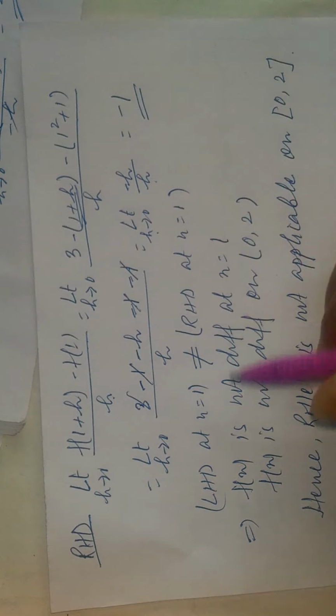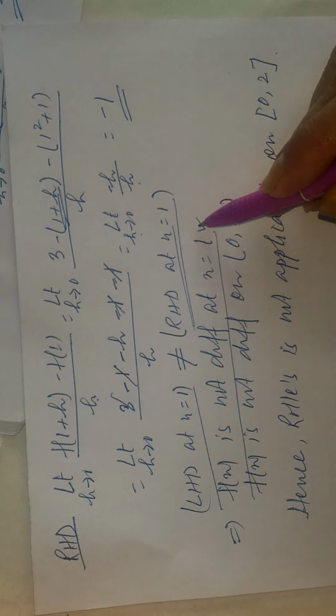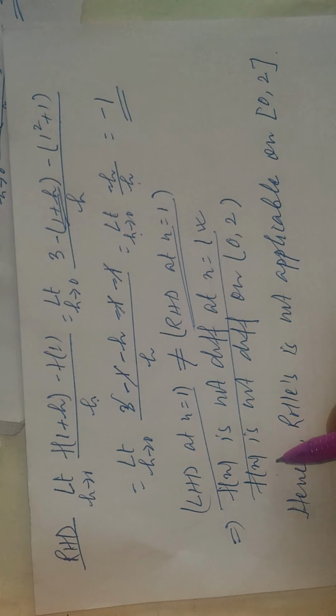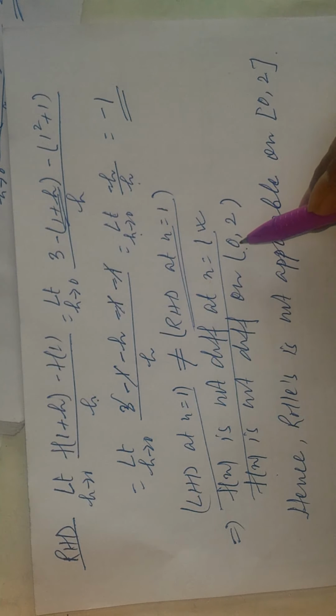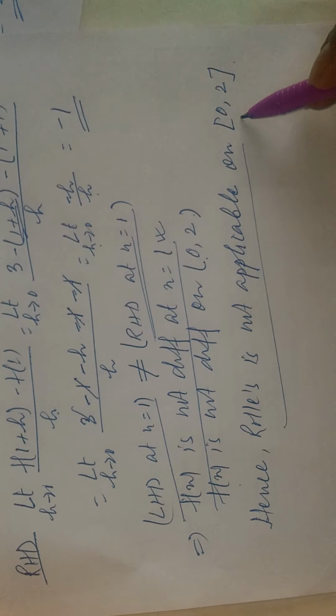What we find is that your left hand derivative is not equal to the right hand derivative. It means the function is not differentiable at x is equal to 1. So we can say the function is not differentiable in the open interval (0, 2). So we'll say Rolle's theorem is not applicable on [0, 2].